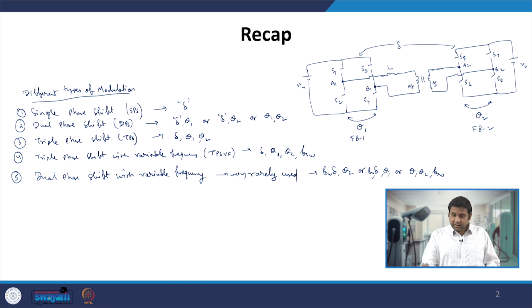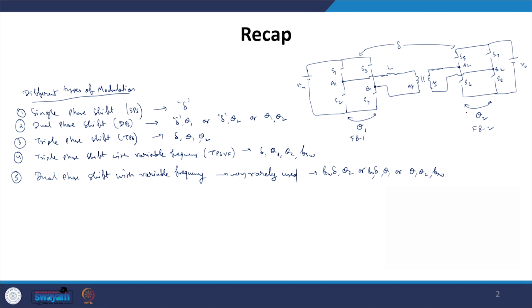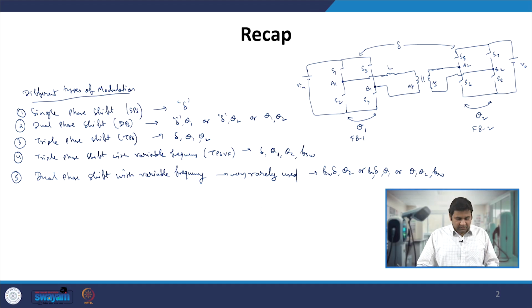Then, delta and theta 1, or delta and theta 2, or theta 1 and theta 2: one can change only two phase angles, and that is when we get the dual phase shift modulation. In the triple phase shift modulation, all three phase shifts, delta, theta 1 and theta 2, are varied. Along with this triple phase shift, one can also change the switching frequency, because by changing the switching frequency, the impedance offered by the inductance changes, which controls the amount of current flowing from A1B1 to A2B2 or vice versa.